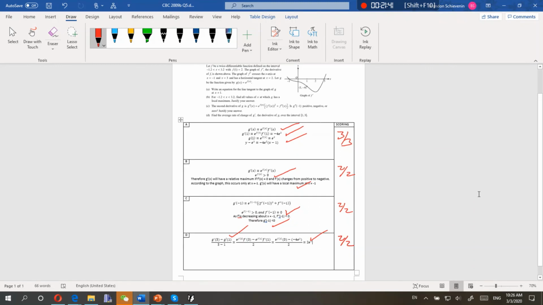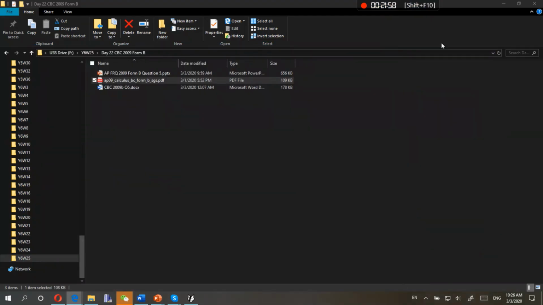Okay, any questions on anything from today? So homework is, okay, for the homework, we've already done the first question on this one earlier. So I'm going to give us the ones we haven't done. So this is 2, 3, 4, 6 from 2009 Form B. And I will post them to a chat in a minute.